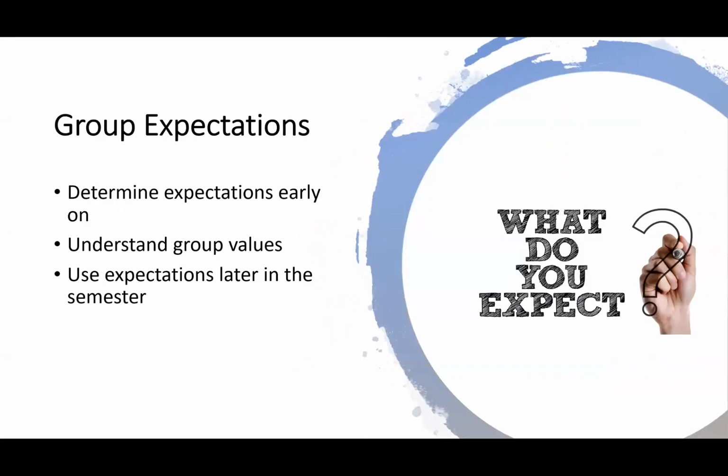Group expectations. Early on in the semester, it is important to determine the group's expectations for one another. These expectations can be a list of rules that you want to follow, such as active listening, respecting one another, timelines of completion of tasks, or no texting at meetings. These expectations are important to determine early on as they set the tone for the year.